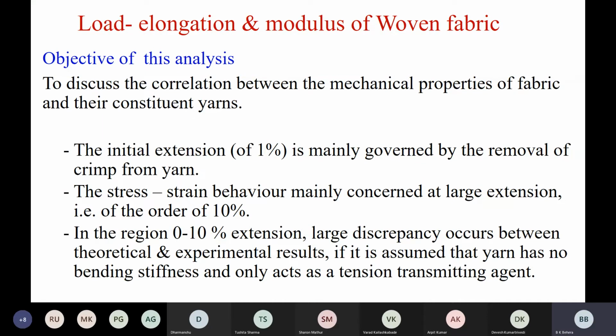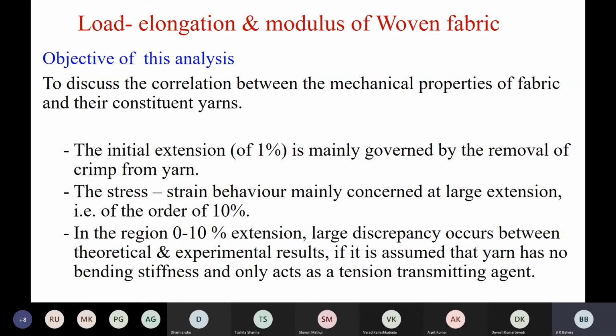So 1% means 1% of the total extension of the fabric. Normally, it's a very typical value. Normally, it's not exactly 1%. It could be 1.2% or 0.8% or 1.3%, something like this. So what has been observed by carrying out tensile test of a woven fabric? What is observed is the initial extension of the order of 1% of the total extension is mainly governed by removal of crimp from yarn. That is what you have seen is decrimping.